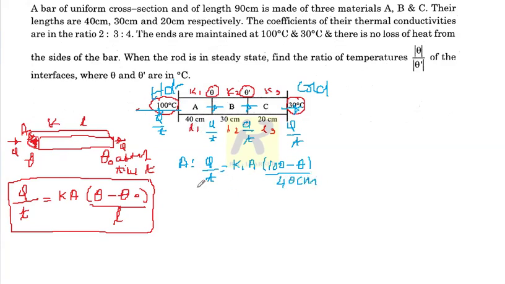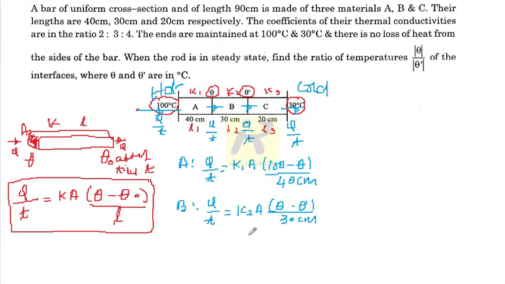And next, what I can write for B? For B, again Q divided by T equals K2 into A. And what should I write inside the bracket for the temperature difference? Say B is at hot temperature theta and cold temperature theta dash. Therefore, it is theta minus theta dash. And in the denominator, the length is 30 centimeter.